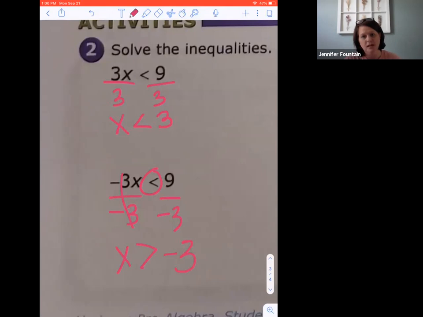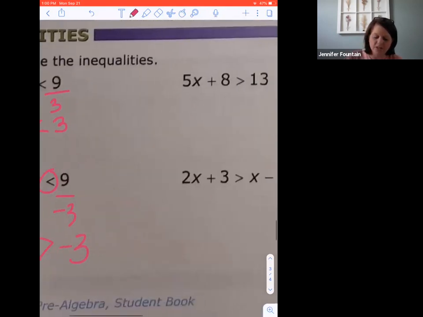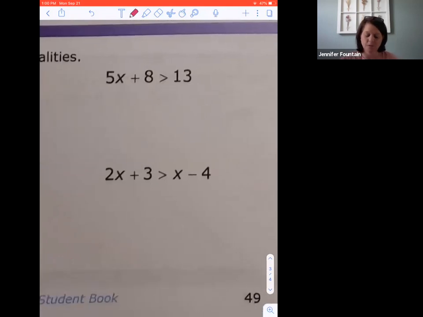Any questions on that? Everybody get that okay? Everybody remember to flip your sign? That's awesome. All right, let's go ahead and do the next 2 in the middle. Go ahead and work the next 2.